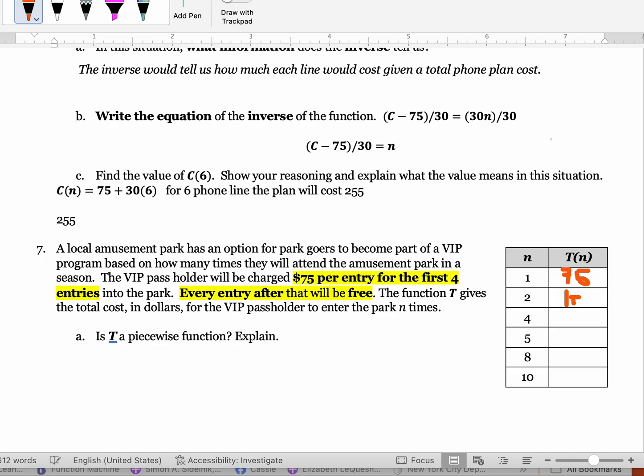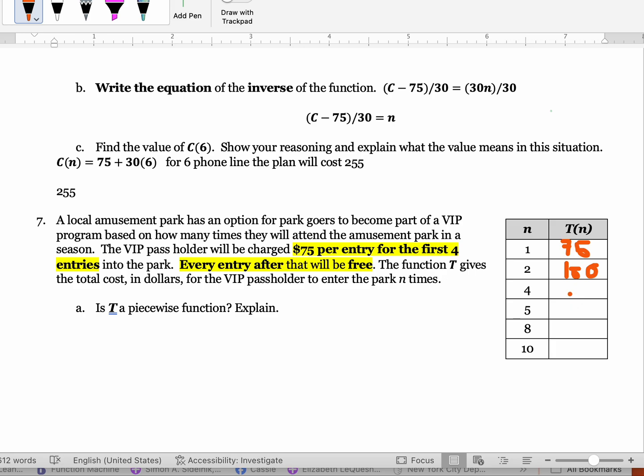I just think it's weird the way it's worded. For 4 entries, it's going to be 300, 75 times 4. And then for the 5th entry, every entry after will be free. So you'll have paid $300 in total the whole time. It's just a weird way to word that. But it is 75 plus 75, so it's the total amount that was paid.